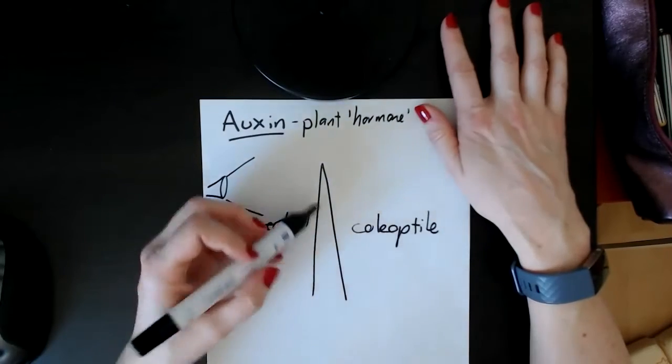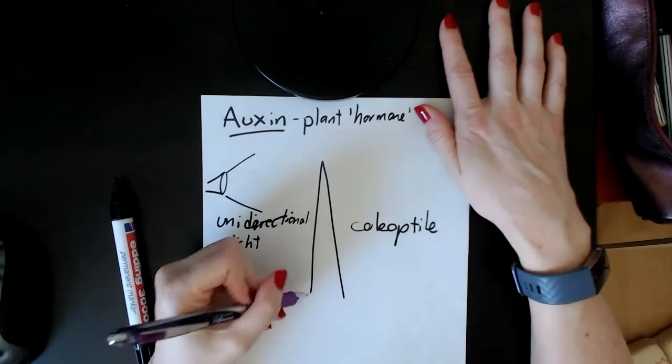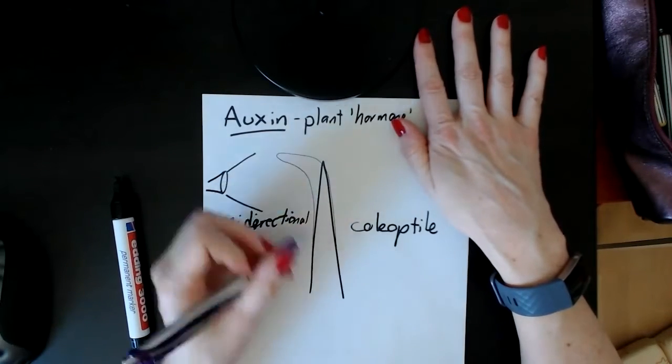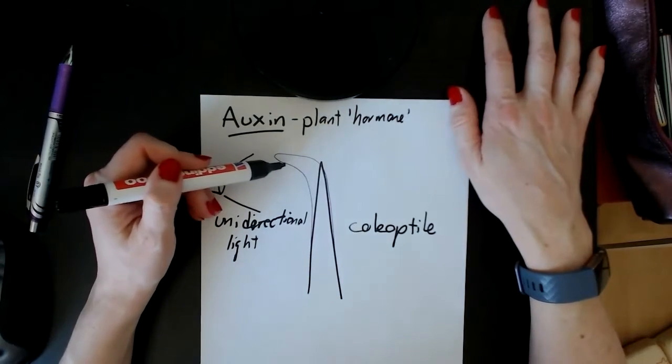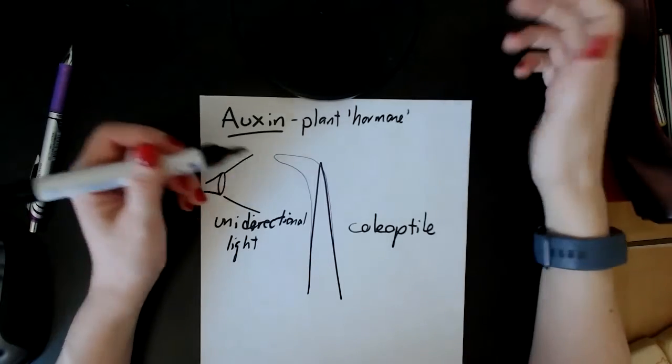then the coleoptile will actually grow towards it. Let me get a different color to show you what will happen. As it grows up, it will start to grow towards that light. It will bend towards the light, all right? Now, how does auxin influence this? So this is a positive phototropic response. And how does that happen?